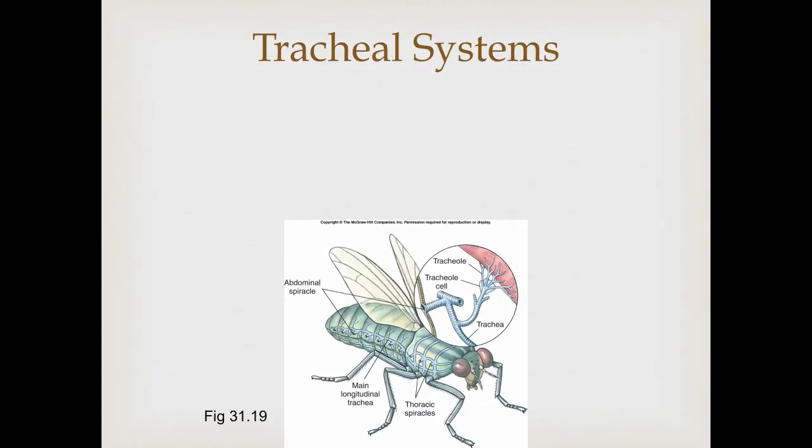So let's talk about some of the systems used in the terrestrial environment. One of the most efficient is a tracheal tube system.